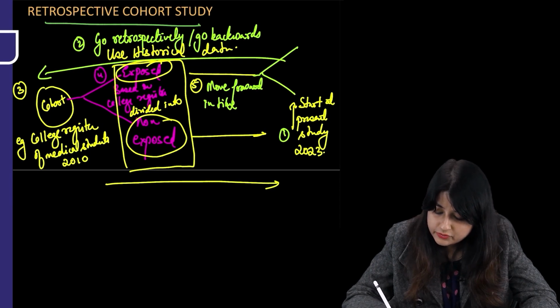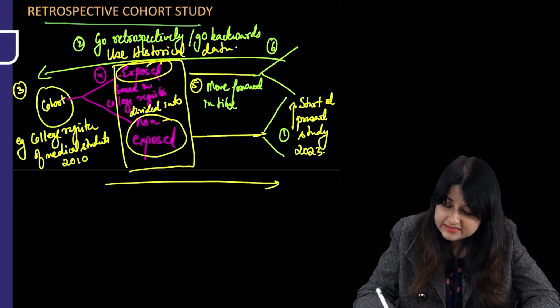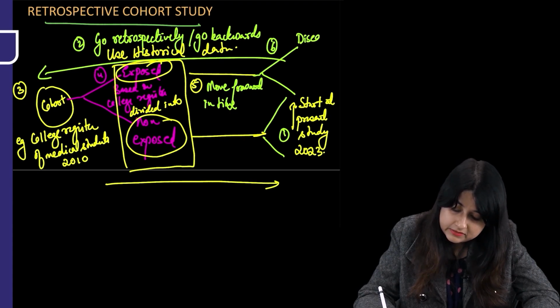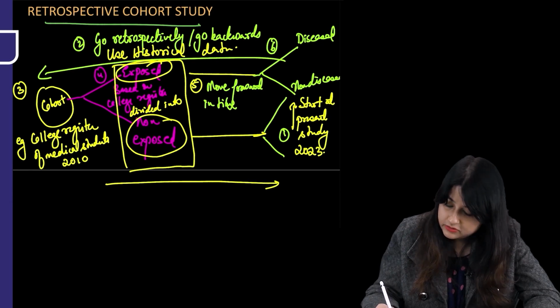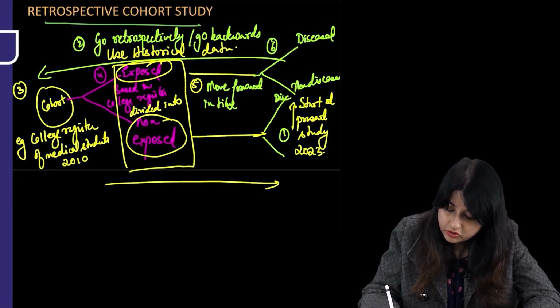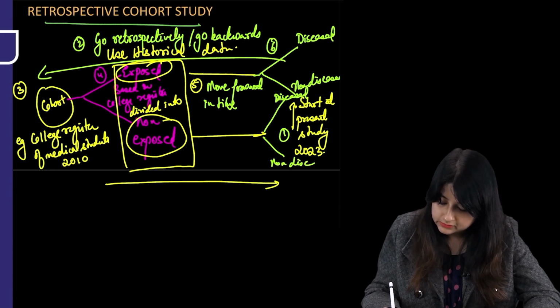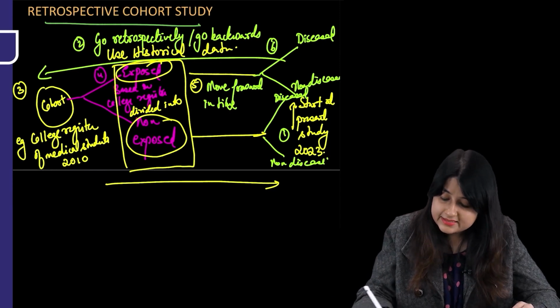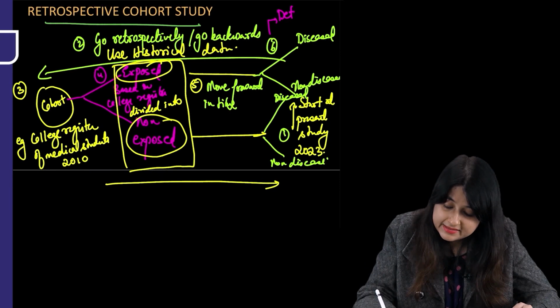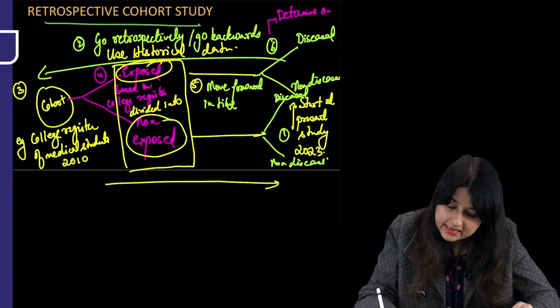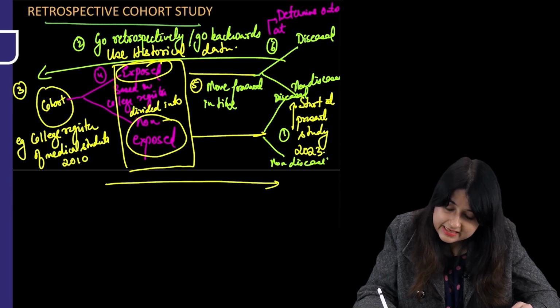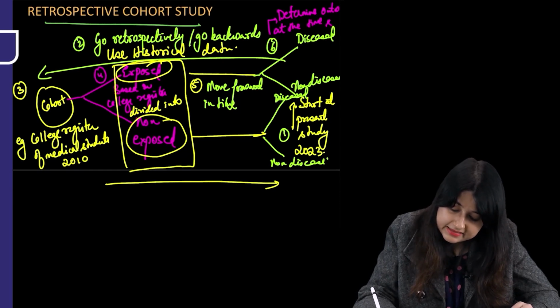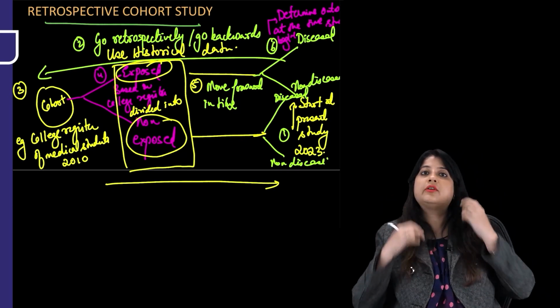Last step, what you're going to do? This is the sixth step: you determine diseased and non-diseased. Similarly, in the non-exposed group, diseased and non-diseased. So what was my sixth step, everybody? The sixth step was we determine the outcome at the time the study begins. At the time the study begins. So what did we do? We did not start with the outcome.